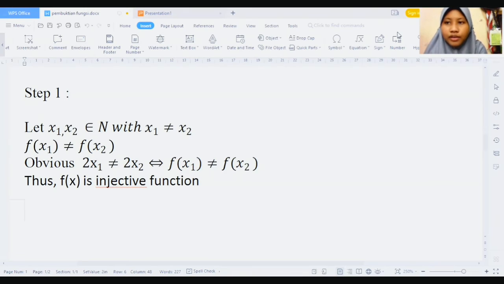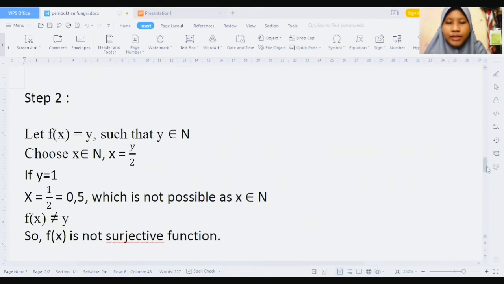Step 1, we check if the function is injective or not. From the definition, we have x1, x2 element of N with x1 not equal x2. So f(x1) is not equal f(x2). Obviously, 2x1 is not equal to 2x2 implies f(x1) is not equal f(x2). Thus, f(x) is an injective function.